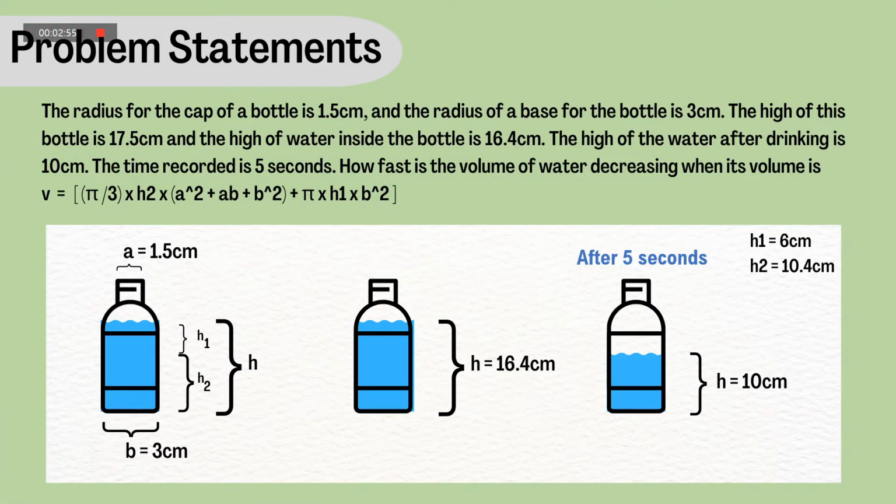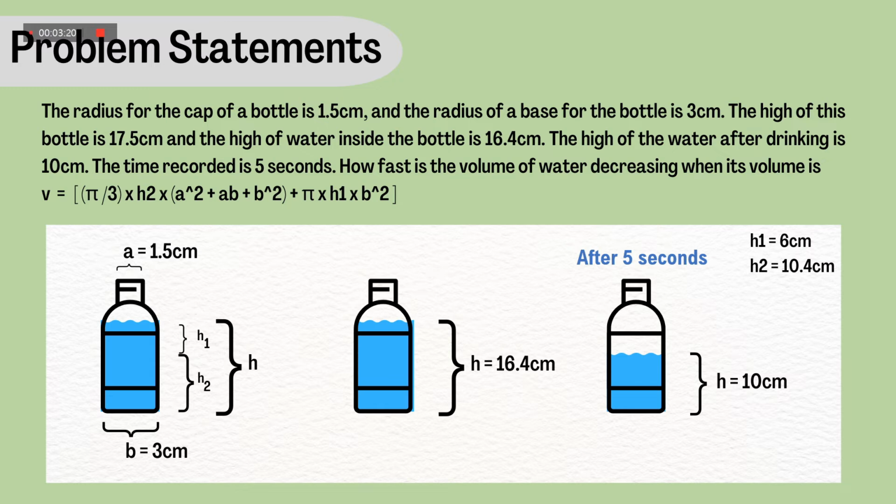Problem statement. The radius for the cap of a bottle is 1.5 cm and the radius of the base of the bottle is 3 cm. The height of this bottle is 17.5 cm and the height of water inside the bottle is 16.4 cm. The height of the water after drinking is 10 cm. The time recorded is 5 seconds.